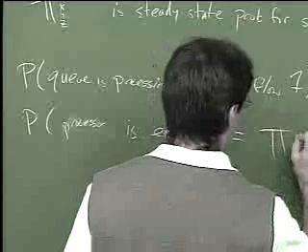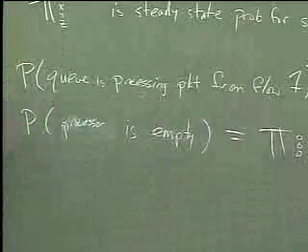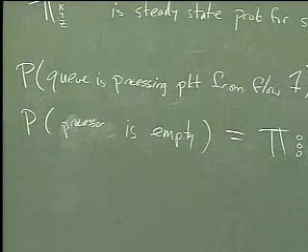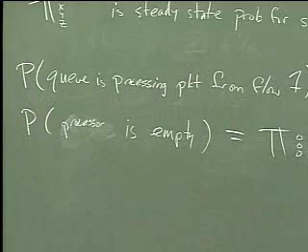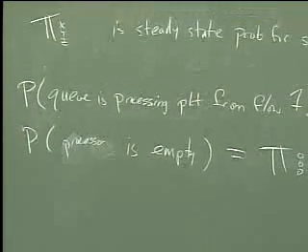It's just going to be pi of 0, 0, 0. It's the only state where the processor will be empty. Okay?